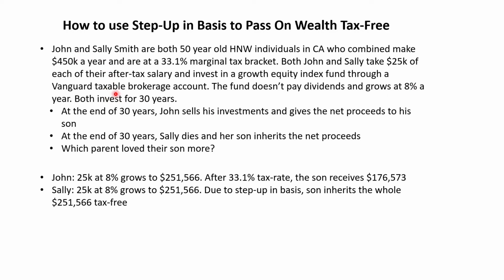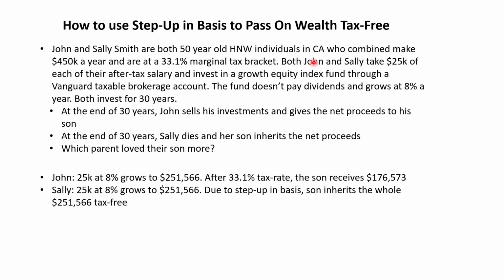Both John and Sally invest their $25,000 for 30 years. So they put it in on day one when they're 50, and they invest for 30 years. At the end of 30 years, John sells his investments and gives the net proceeds to his son.